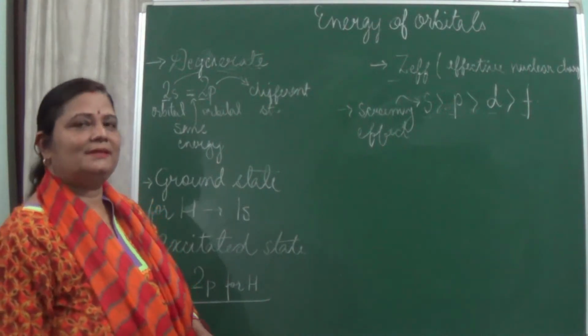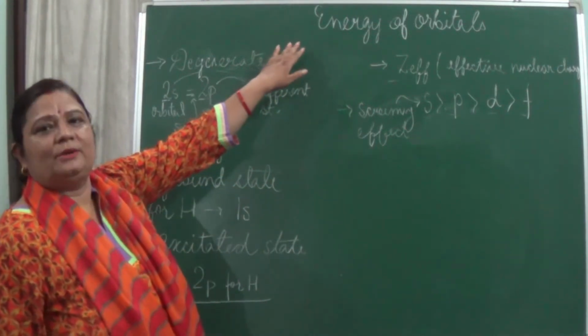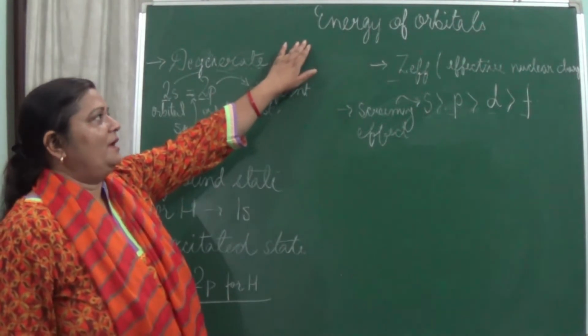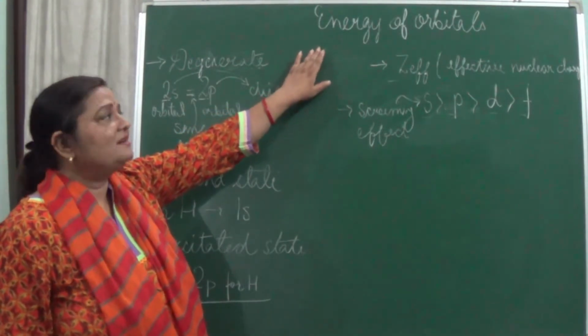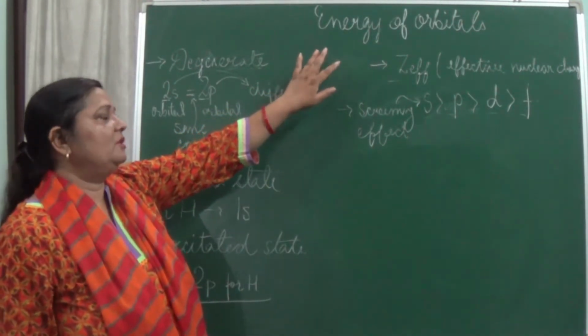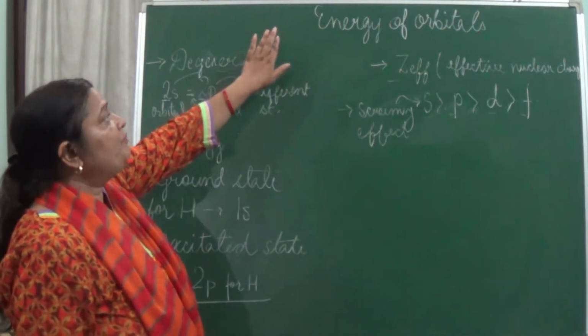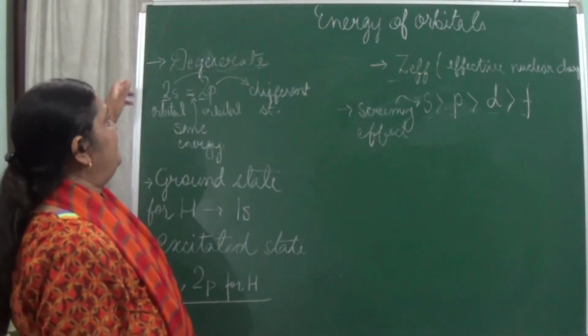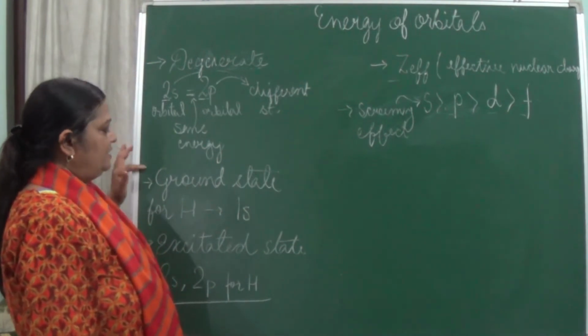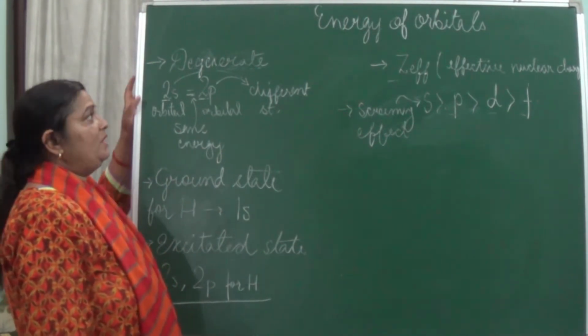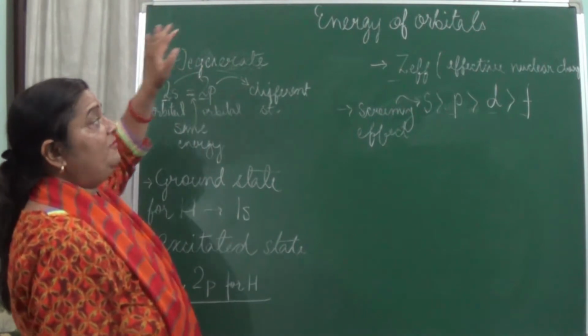Hello students, we are going to study the energy of the orbitals. That is, how much energy the orbitals consist of, and what is the energy of the orbitals. In this, we are going to study about degenerate orbitals, the ground state and the excited state.